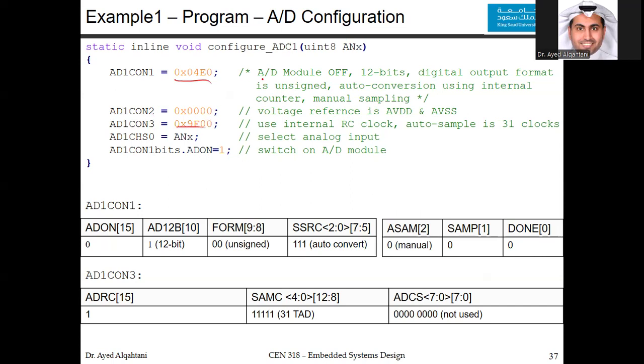So originally, we will have the module off. So the most significant bit here is 0, and that's what we have here. We use 12 bits. This is why we have 1 here for this bit. We use digital output format, which is unsigned, since this potentiometer doesn't have negative values. So we choose 0, 0. And we will have auto conversion using the internal counter, so that's the choice that you make here, 1, 1, 1.